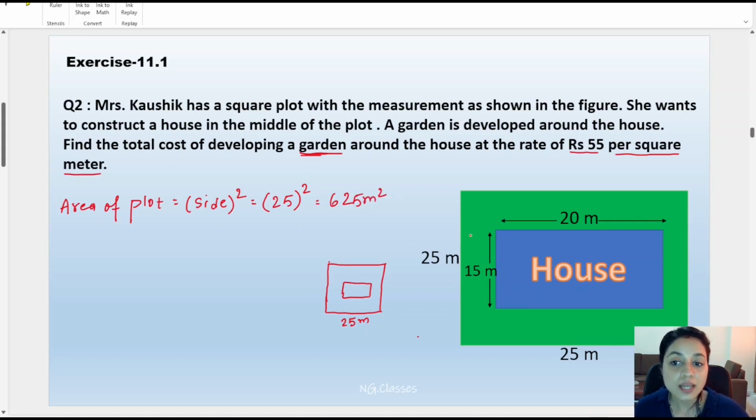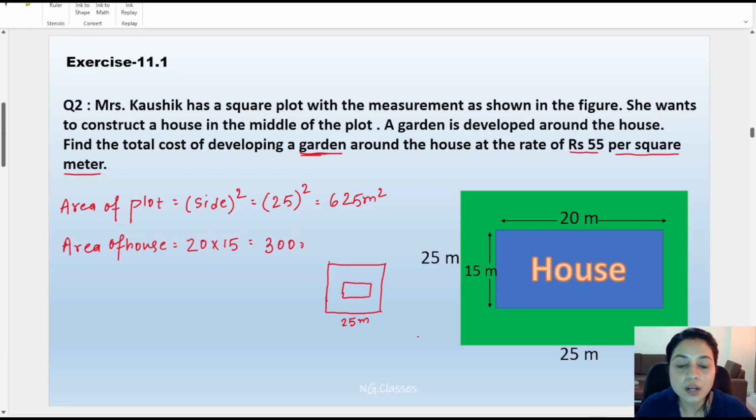Now inside the square plot there is a house. So let's see how much area is occupied by the house. Area of house, it's a rectangle. So we will apply the area of rectangle's formula. Length and breadth is already given in the figure. So here we got 300 meter square as the area of the house.